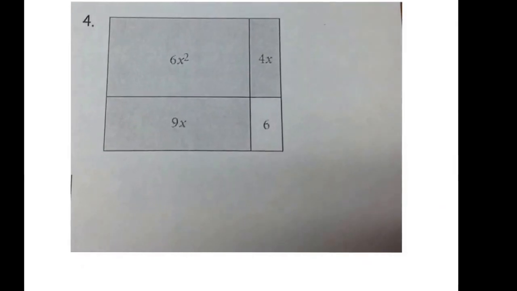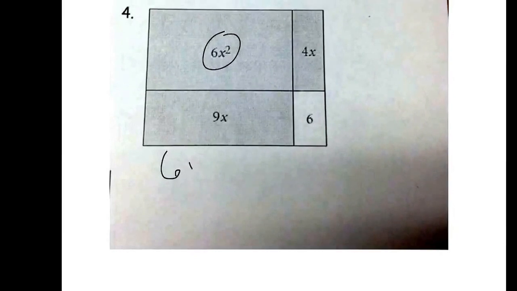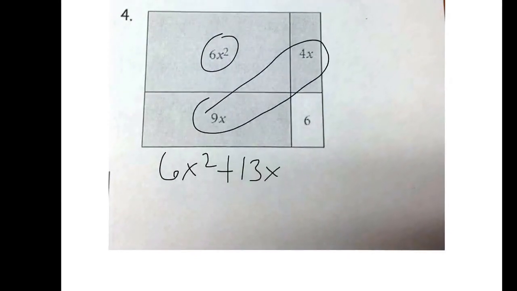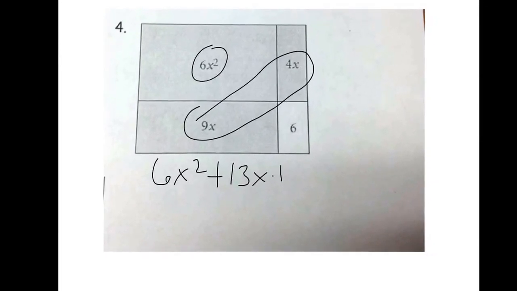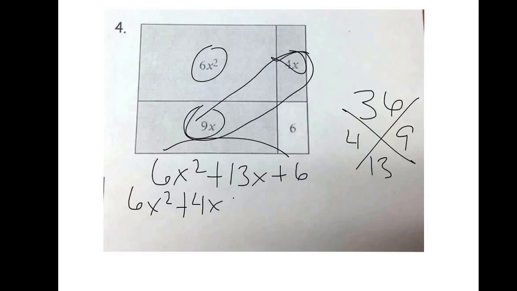Okay, here they want us to combine like terms, so we have our 6x squared that doesn't have anything to combine to. That makes 13x. That makes 6. 6 times 6 is 36. 36 to make 13. 4 and 9, which takes us back to these two. So this becomes 6x squared plus 4x plus 9x plus 6.